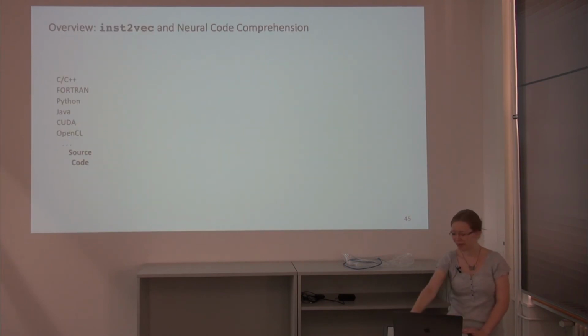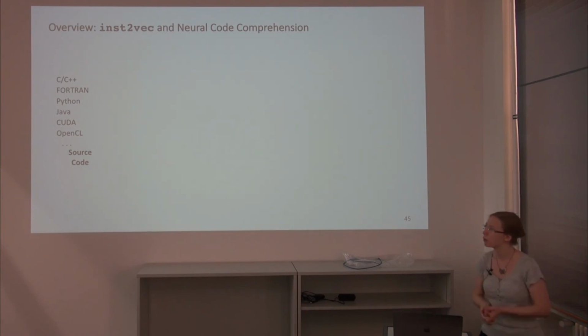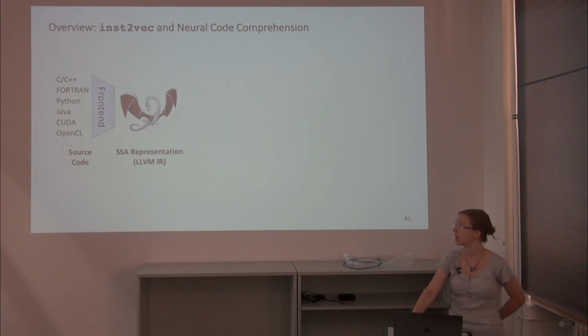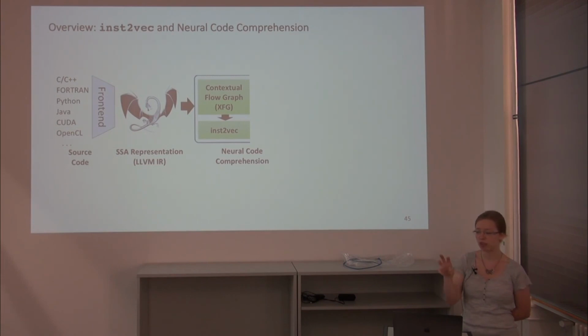I'll give you an overview to finish. So what does neural code comprehension allow us? Given a file or code in almost virtually any high-level programming language, we can make it go through this LLVM front end. It ends up in an SSA representation, LLVM IR, this intermediate representation that I showed you. From these statements, we can then build a contextual flow graph, which is an accurate representation of context in which both data and control dependencies are featured.